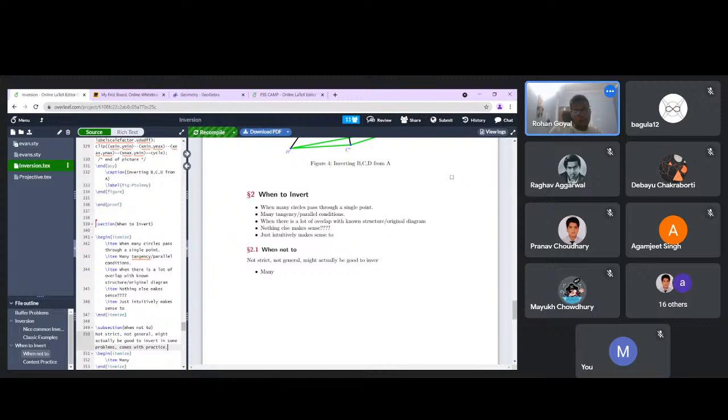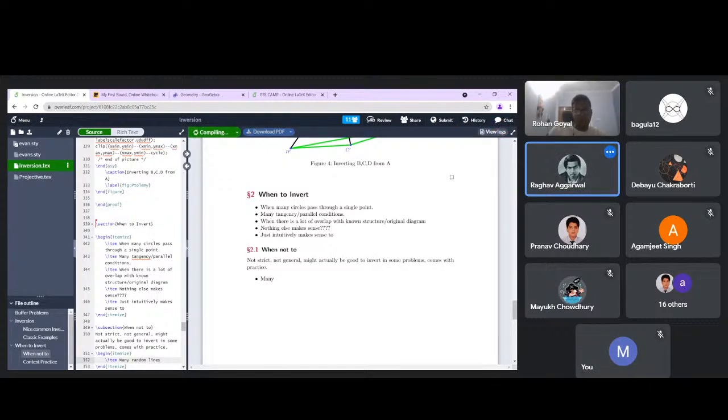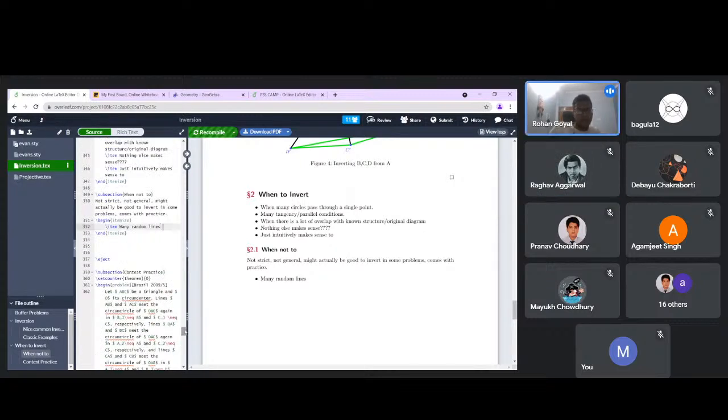Do the replace command in Overleaf. What command works in Overleaf to replace? What's the shortcut key? Control F, like always. Okay, control F.